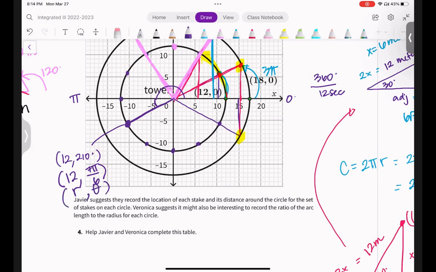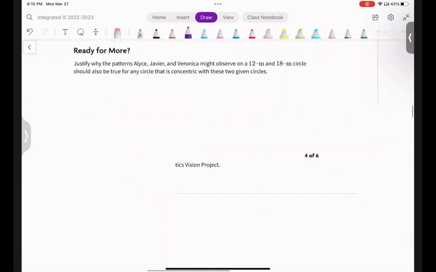Some of you are going to hold on to degrees and you're like, no, I love my degrees, I'm going to use them. And it's going to be a really hard transition for you to move over to radians. I will say in the next unit, it'll help you if you transition to radians. Okay. Going back to our takeaways.